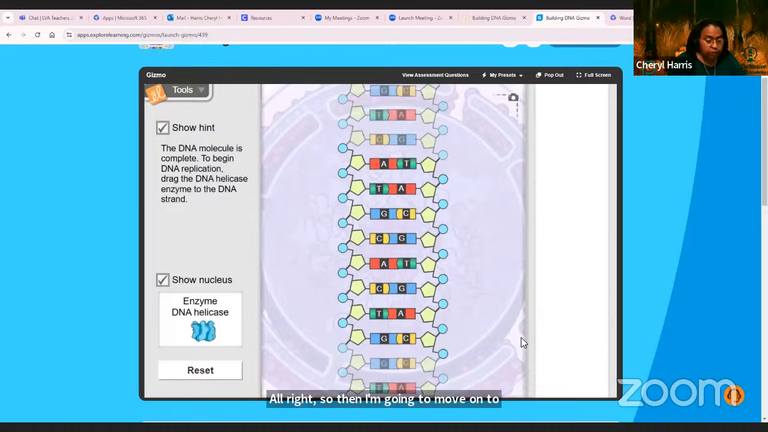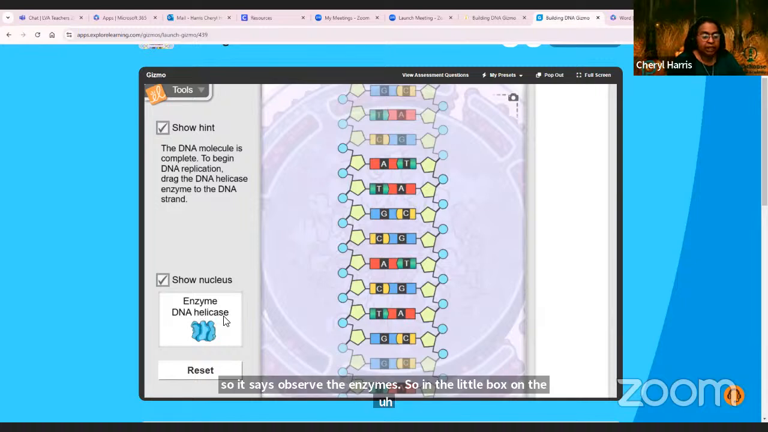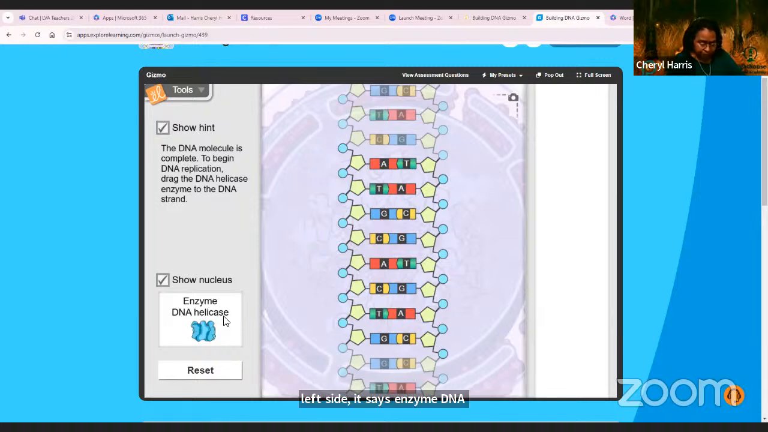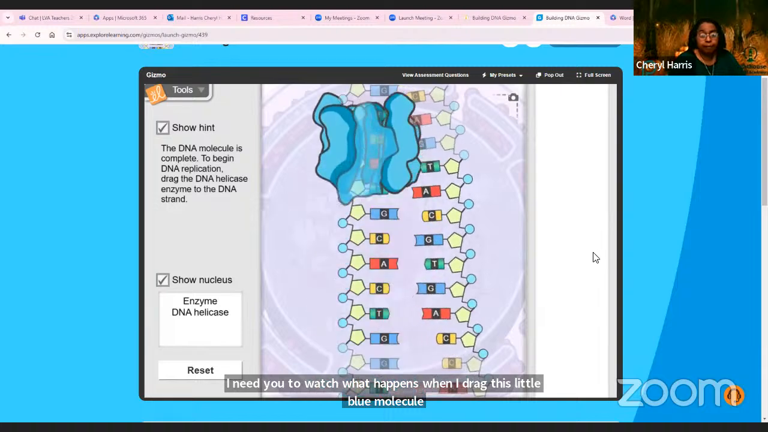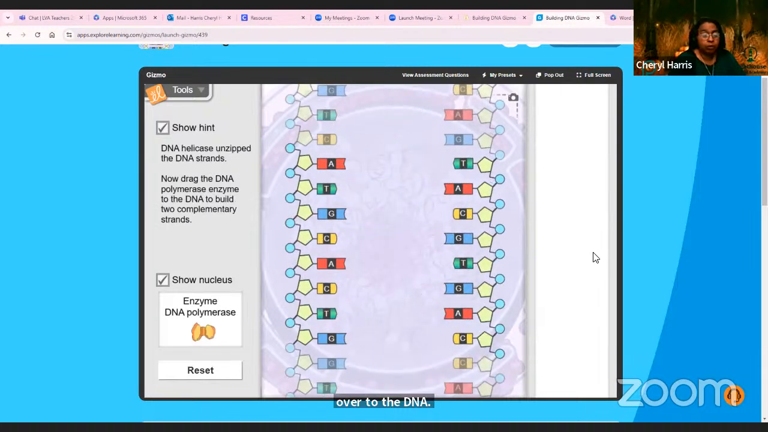All righty, so it says observe the enzyme. In the little box on the left side, it says enzyme DNA helicase. What we're going to do is drag that, and I need you to watch what happens when I drag this little blue molecule over to the DNA. All right, what just happened? And you need to describe that for number one.